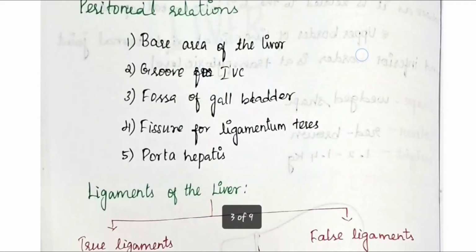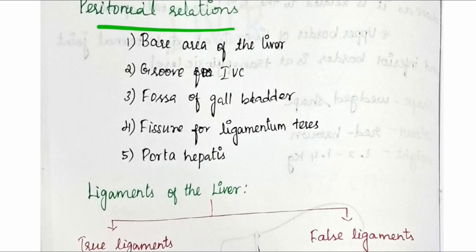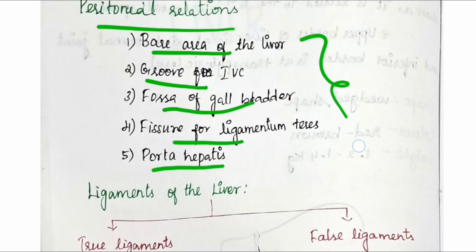Coming to the relations of the liver, first we have to speak about the peritoneal relations. Normally the liver is covered by peritoneum, but some areas are devoid of it, such as the bare area, groove for IVC, fossa of gallbladder, fissure for ligamentum teres, and porta hepatis. In all these regions, the peritoneum is absent in the liver.